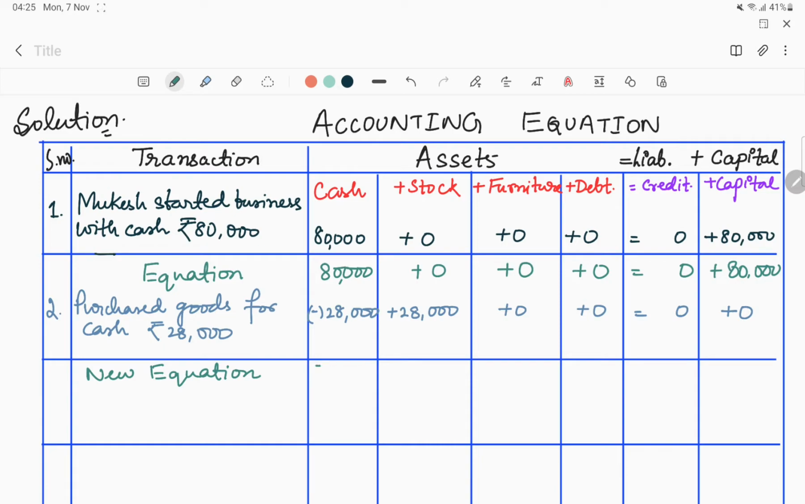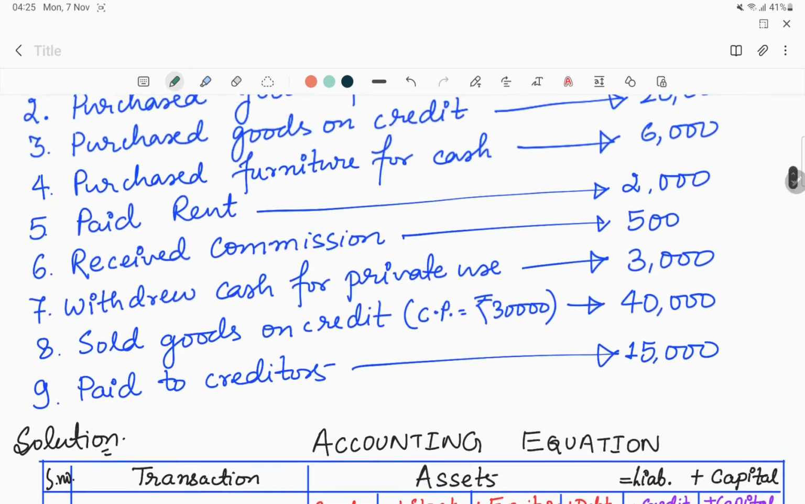So 80,000 minus 28,000 is 52,000. Stock is plus 28,000. Furniture zero. Debtor 0 equal to creditor 0. Liability 80,000. So what we are doing in the new equation, we have to just add the previous equation and the transaction above it. Now let's see the third transaction.